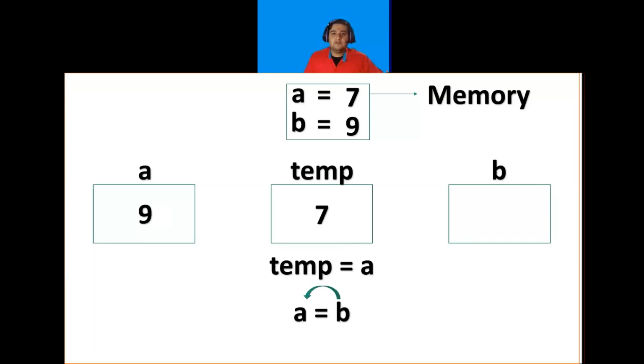Now the value of temp is going to be assigned to B. So this 7 will be shifted towards the right, to B. So what is happening here? This temp is assigning its value to B.